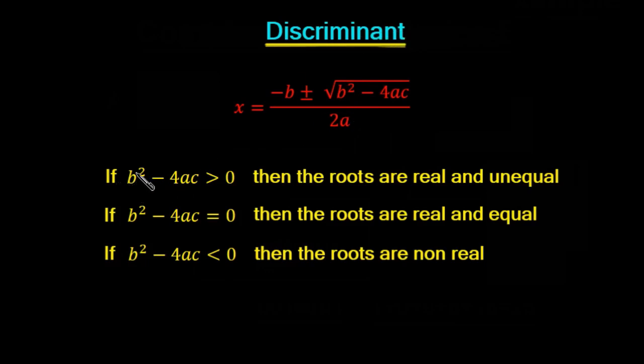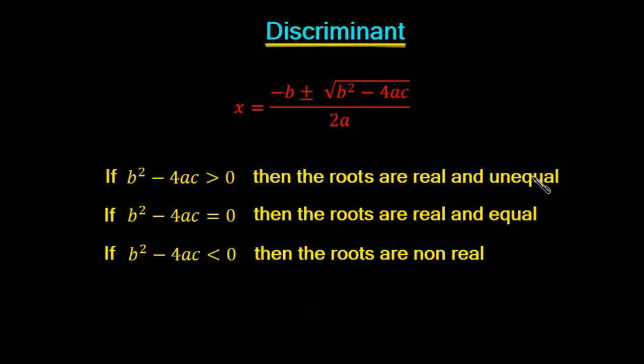Now when the value for b squared minus 4ac is greater than 0, then the roots are real and they're unequal. If b squared minus 4ac equals 0, then the roots are real and they're equal. If b squared minus 4ac is less than 0, then the roots are non-real. So those are the three conditions that we've seen just a second ago.